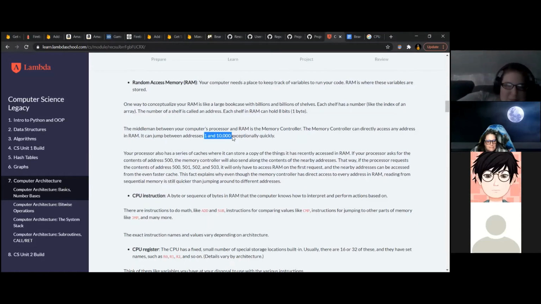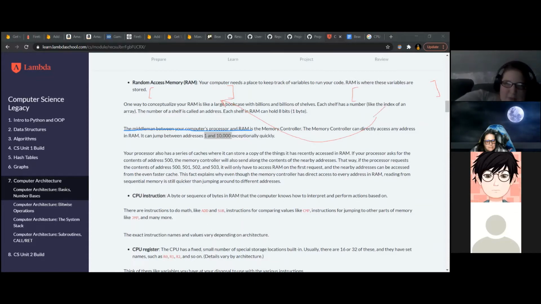So the main part of this, though, is it is the middleman between your computer's processor and RAM. Okay. So we have a bunch of buckets that has stuff in them, and then we have a bunch of addresses, and then the memory controller goes back and forth.